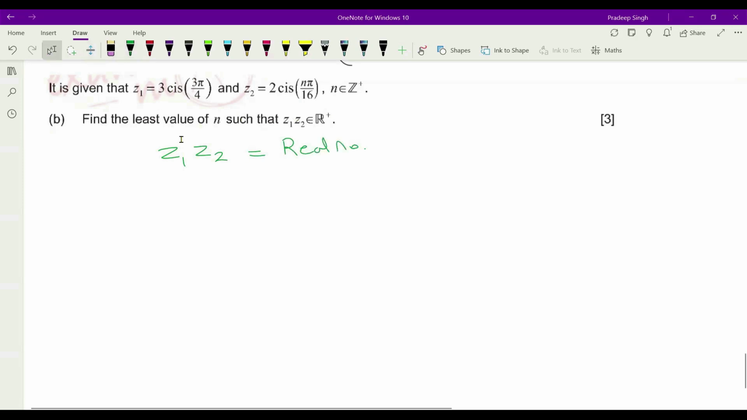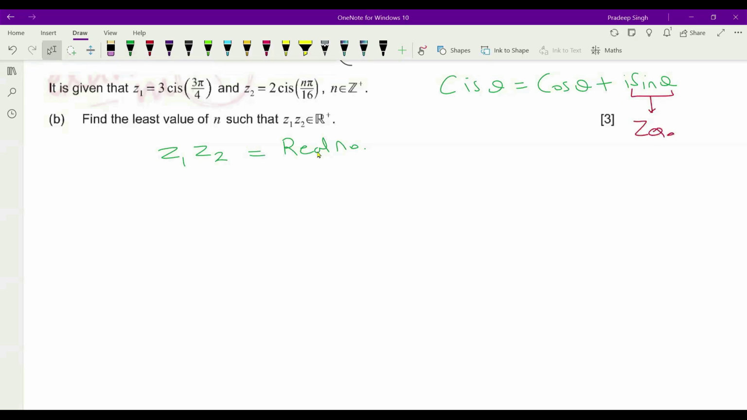But remember, we are dealing with the cis functions, which have an imaginary part. Remember, cis theta is cos theta plus i sine theta. Now, cos theta is the real part, sine theta is the imaginary part. If we want our complex number to be only real, that means the imaginary part needs to be zero. So take that as a concept. Whenever it's given that any complex number is real, that would mean the imaginary part of that particular complex number is zero.